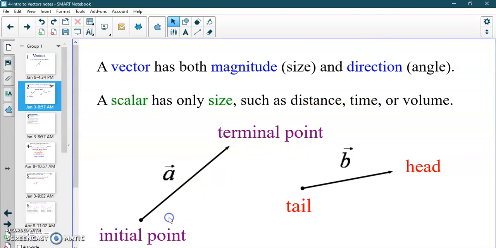Now, looking at our vector, we've got two ends of our vector. So for vector A here, our initial point is this point here, and we call this here a terminal point. Another name for that is the tail and head of our vector. Okay, so that's going to come into play a lot more when we start adding or subtracting vectors later in this video.